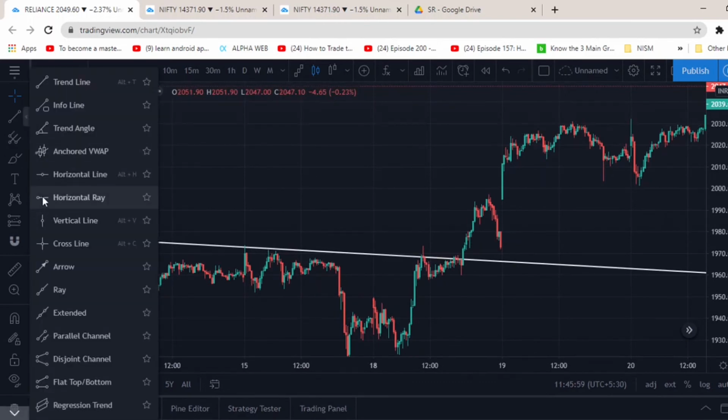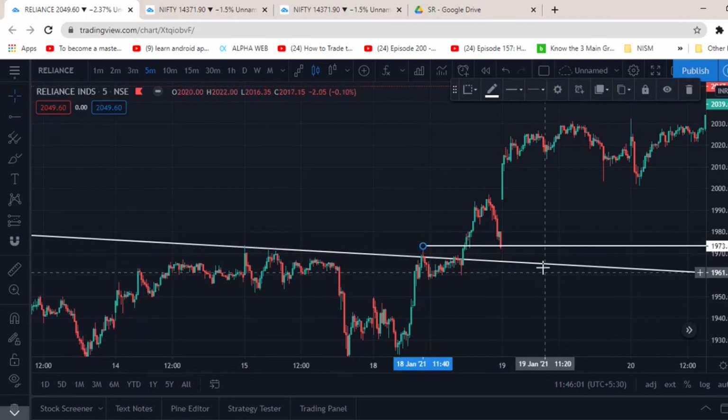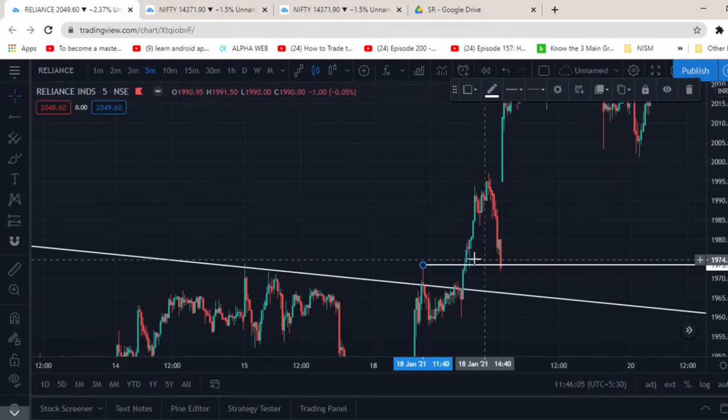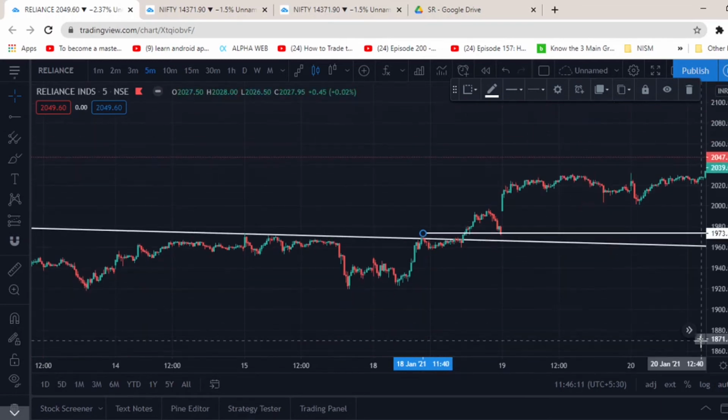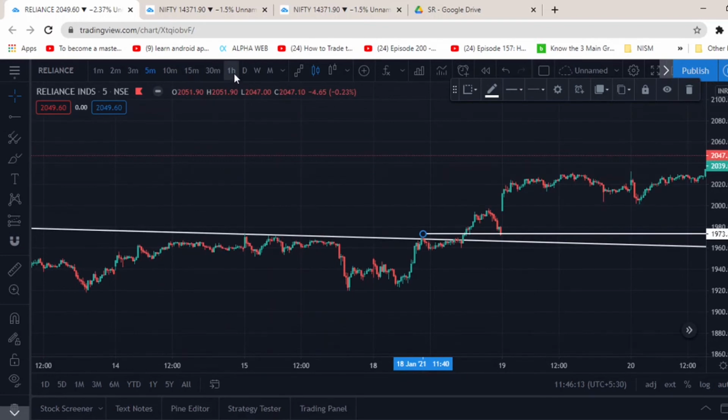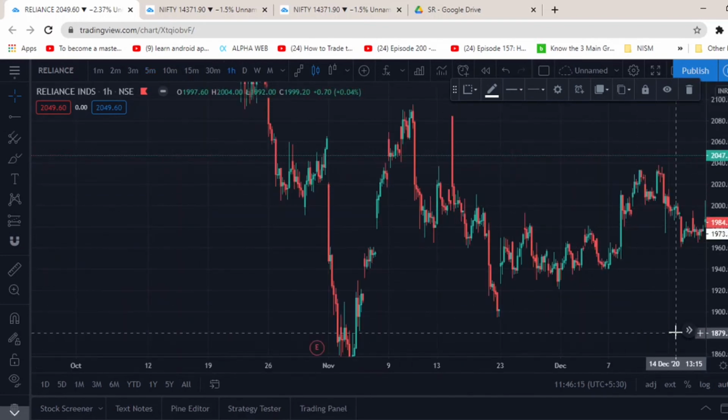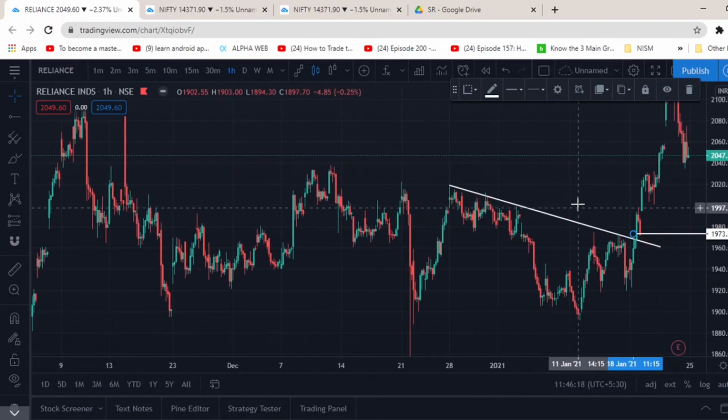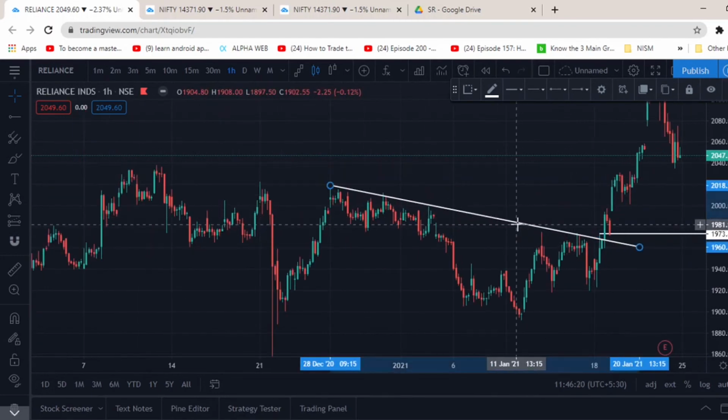I'm taking this as a swing formation. We enter the trade above this green candle high. These are the two possibilities we can do. Now we have seen how we enter the trade when the resistance is broken.